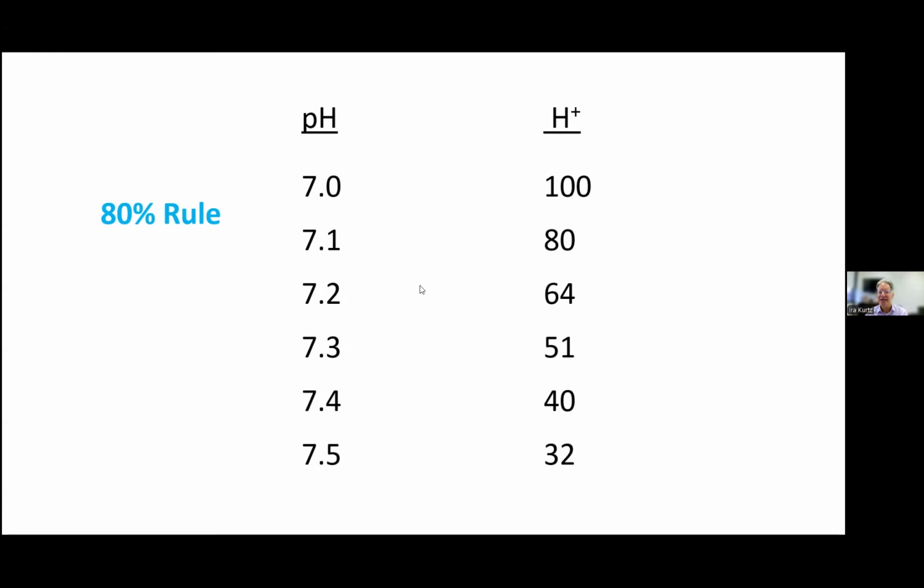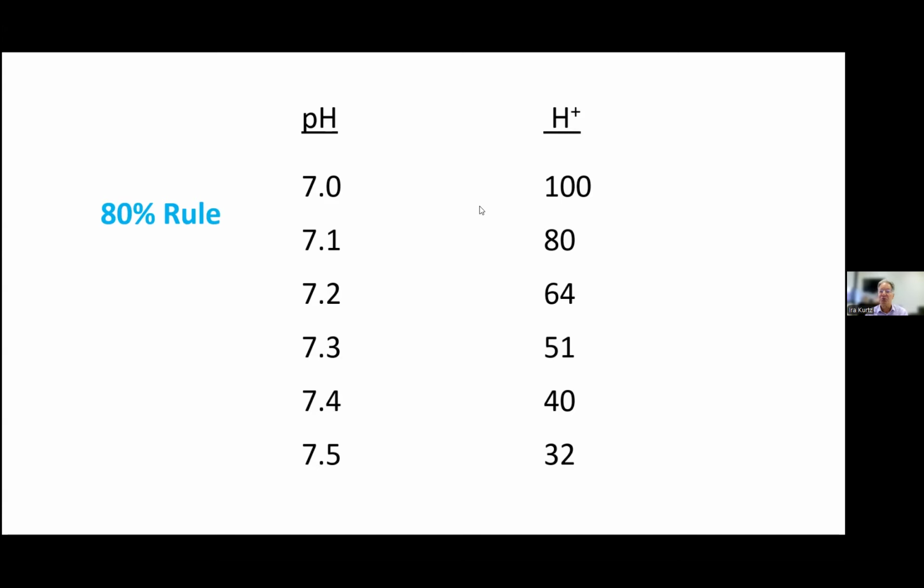So 7.1 is 80, 7.2 is 64, 7.3 is 51, 7.4 is 40, 7.5 is 32. Notice we're just taking 80% of the previous number to get the next one, and you can interpolate in between. That's a quick and dirty way of doing it on the floor. But if you just remember that pH of 7 is 100 nanomolar.